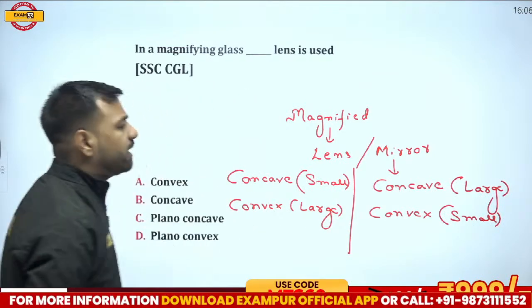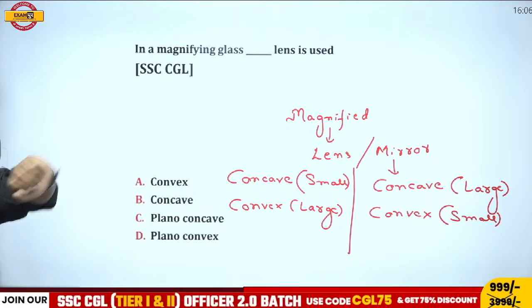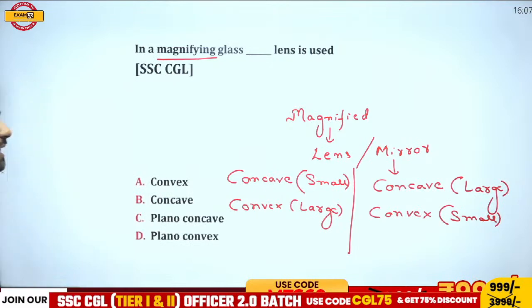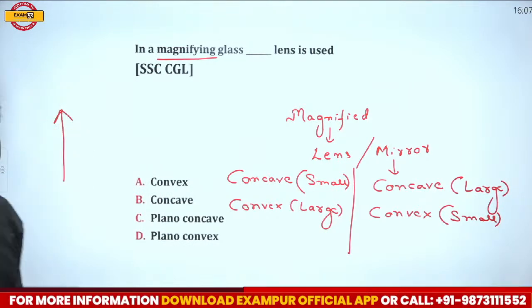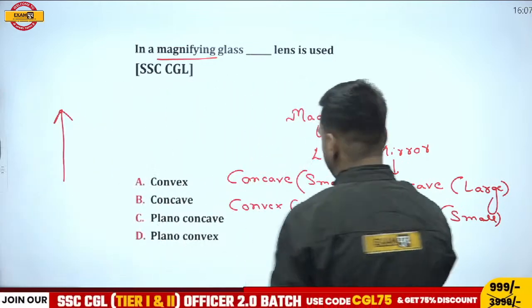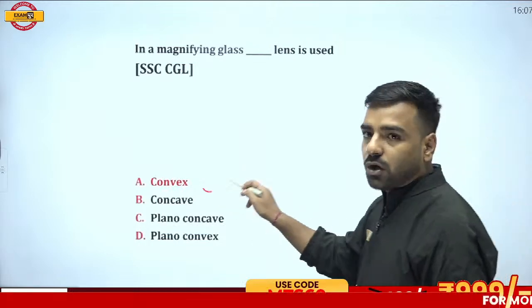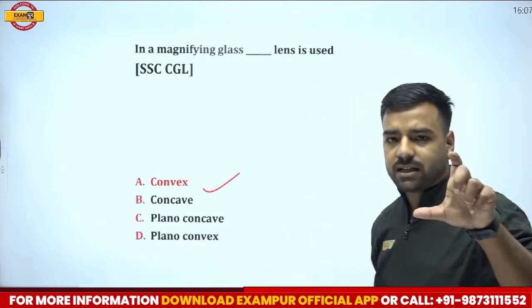Now just try to have a look at the question. The question was, in a magnifying glass, which lens must be used? Now just think of a scenario in which we are talking about a magnifying glass. That means we are talking about a bigger image, right? Now since I'm talking about a bigger image, we know that for the bigger image, the correct answer is going to be convex. Got my point?